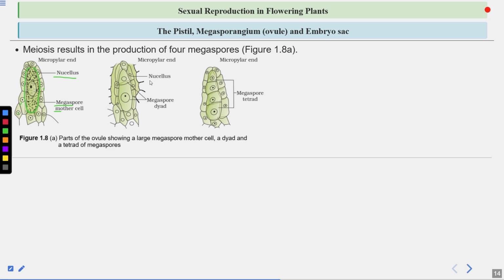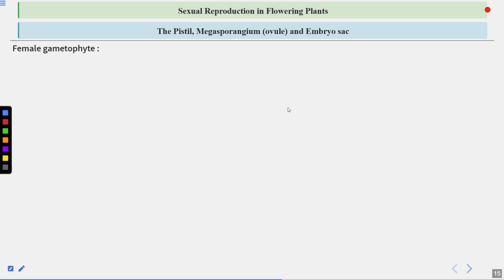Now this megaspore mother cell undergoes meiotic division. Here you can see the megaspore dyad is formed, meaning two cells are formed. Now these two cells again divide and they form the megaspore tetrad. So four megaspore cells are formed, and that is why it is called a tetrad of megaspores. Female gametophyte.